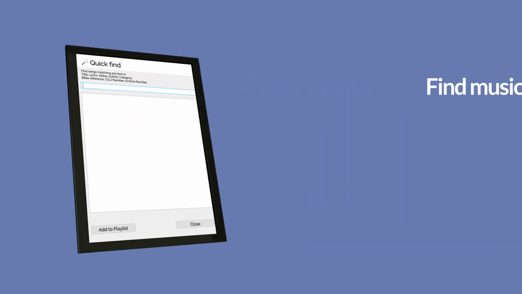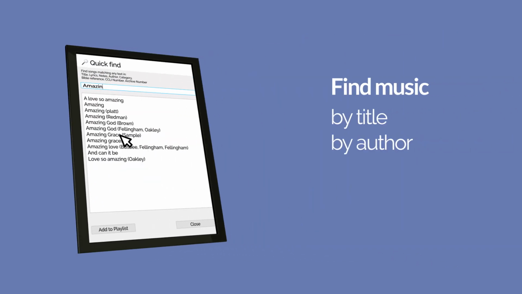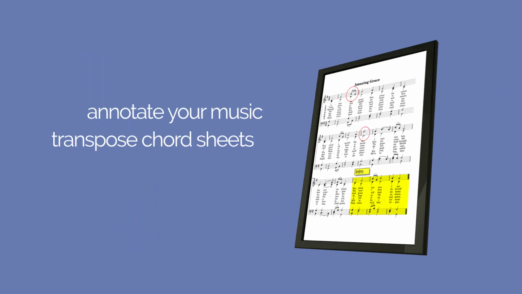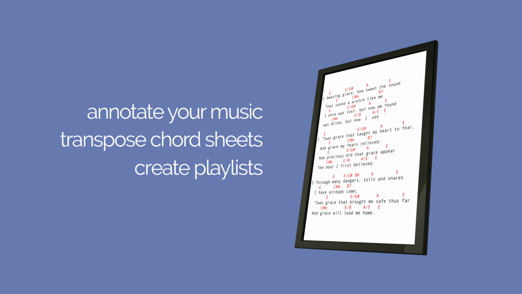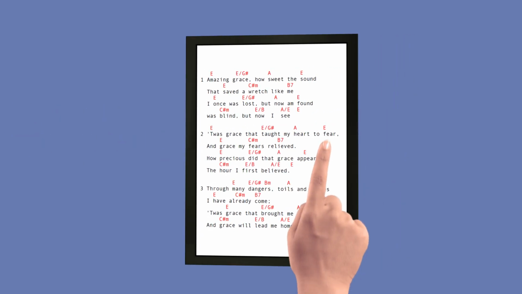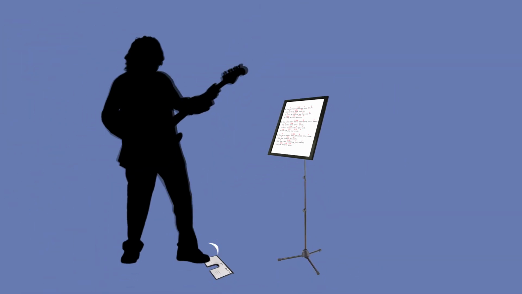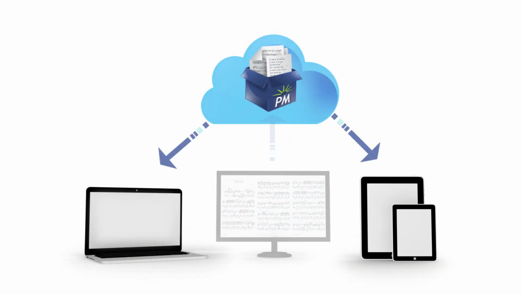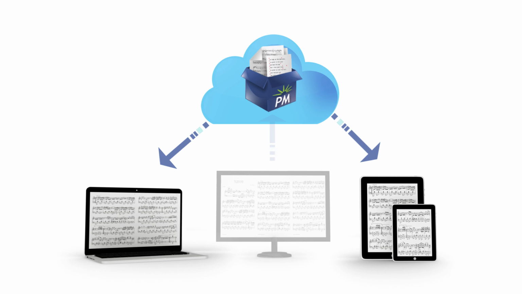Then simply find music by title, by author, or by category. You can annotate your music, transpose chord sheets, and create playlists. Effortlessly turn pages by tapping the screen or using a foot pedal. You can even store music and playlists in the cloud using the innovative Power Music Box.